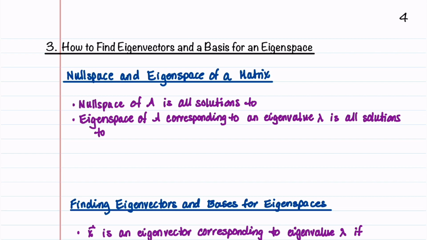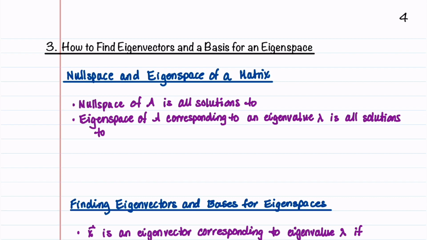Now that we know how to find eigenvalues, we're going to learn how to find eigenvectors and a basis for an eigenspace. Since we already know what an eigenvector is, let's start by learning what an eigenspace is. The eigenspace of a matrix is similar to the null space of a matrix. Let's remind ourselves what the null space is.